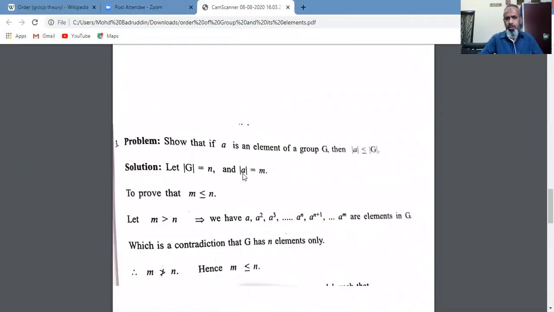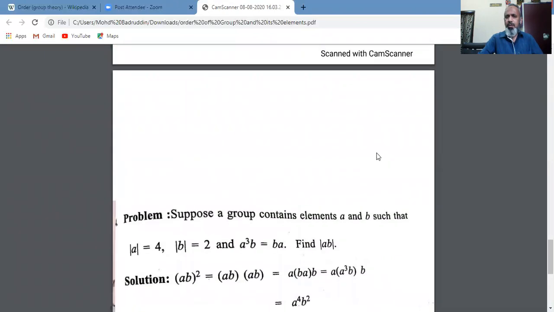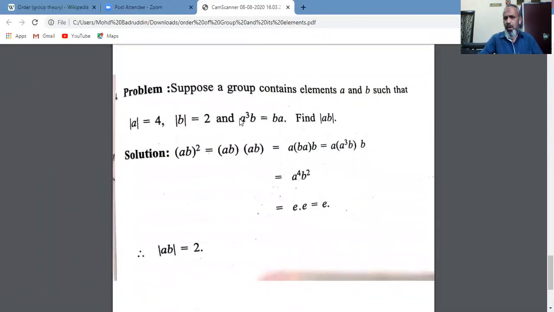In the next problem, you have seen, if A is an element of a group, then the order of A should be less than or equal to the order of G. In other words, we can say that the order of an element of a group should not exceed the order of the group. In the next problem, if order of A is 4, order of B is 2, and A cube B is equal to BA, then we can determine the order of the element AB. And here we have determined in the group the order of AB with these conditions is 2.